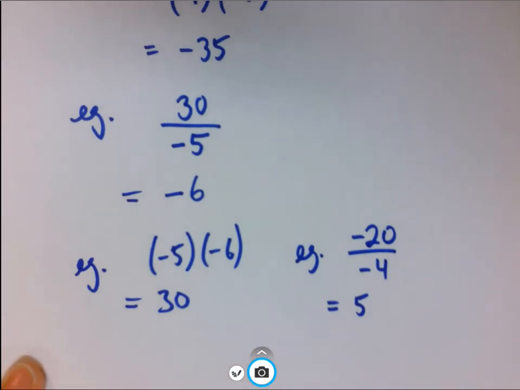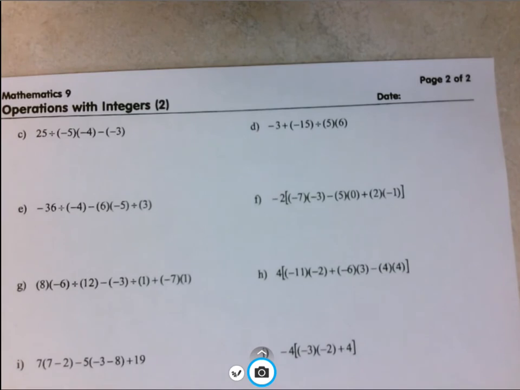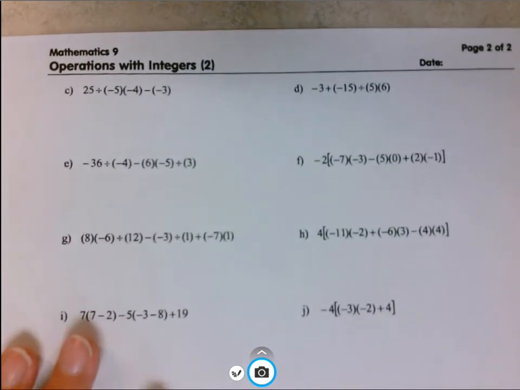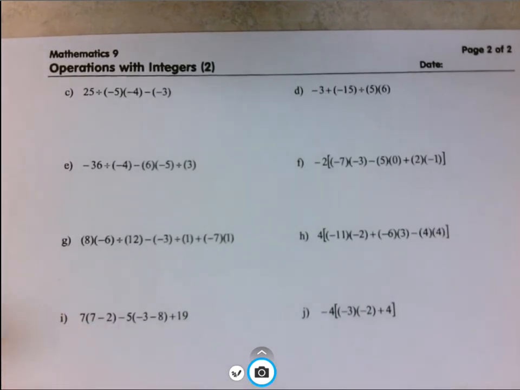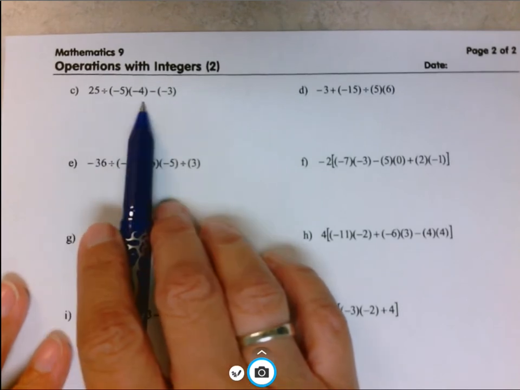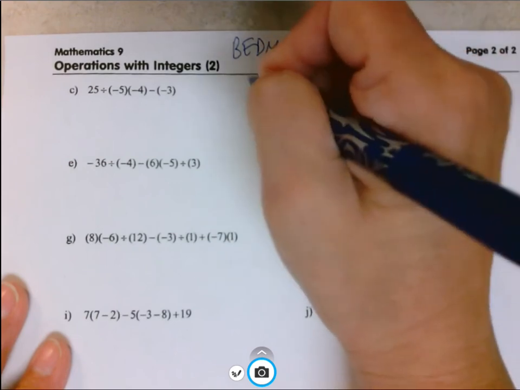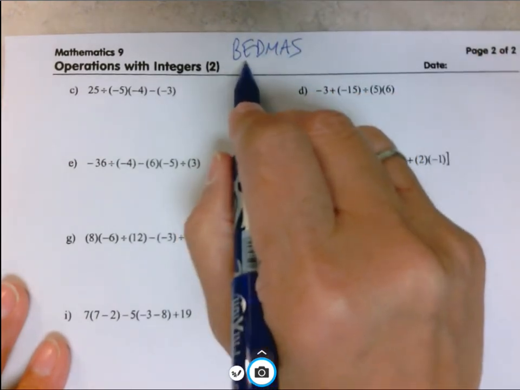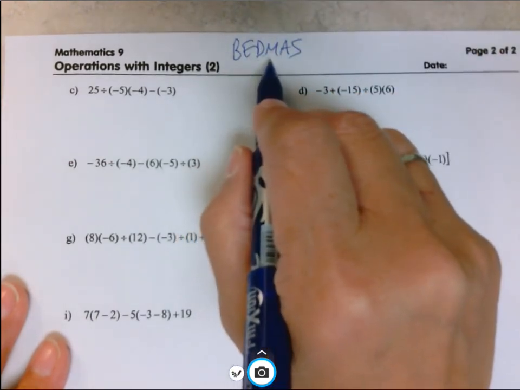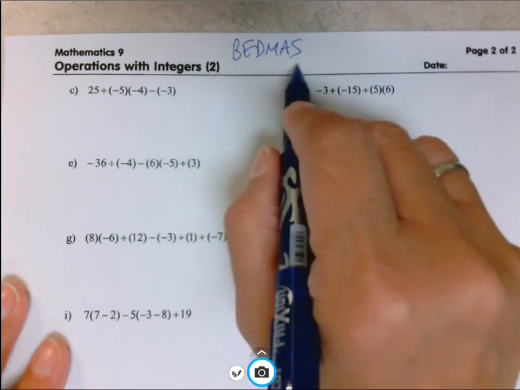All right, so let me just grab from the booklet a couple of questions that have integers mixed with BEDMAS, order of operations. So I'm just going to take a couple of these because they can be tricky. This is somewhere in your booklet. Let's do this first one. Okay, so remember BEDMAS is brackets, exponents, division, multiplication, addition, and subtraction. That's order of operations. That's the order in which we do things.